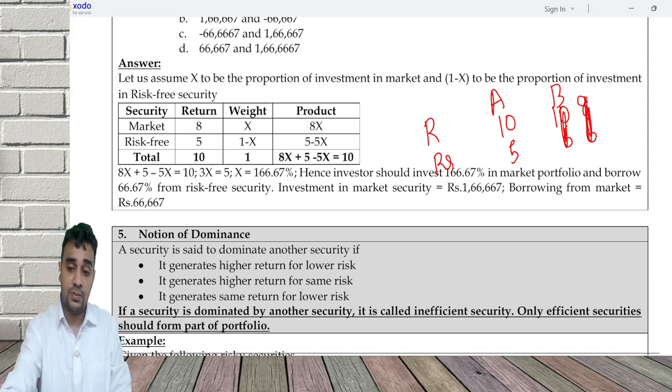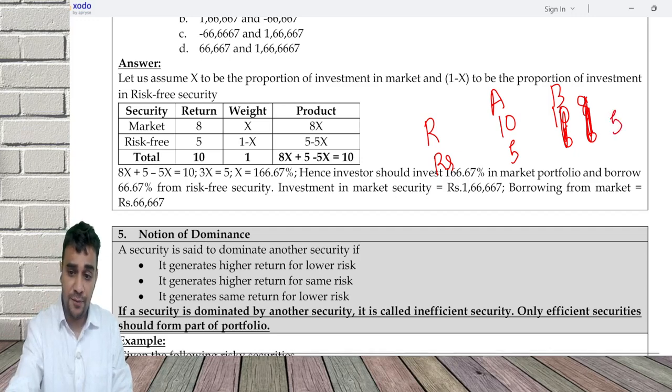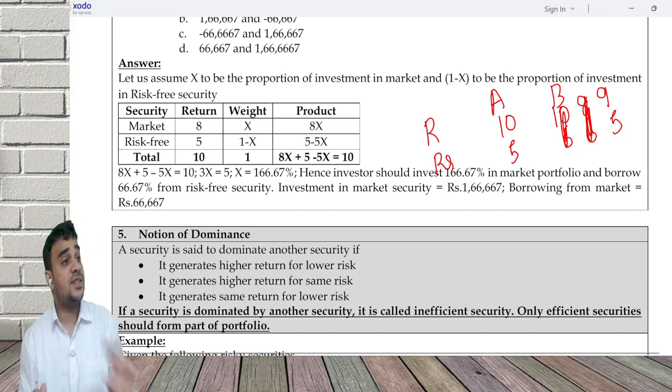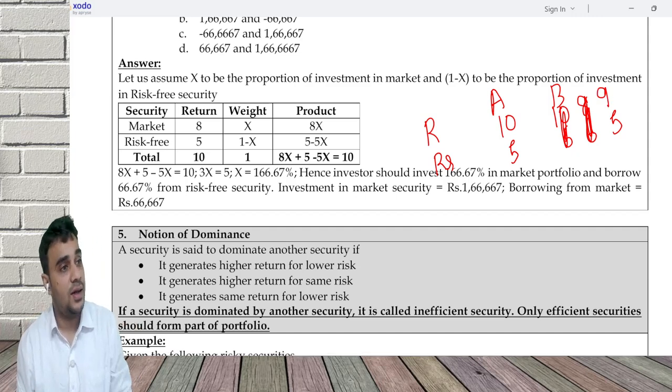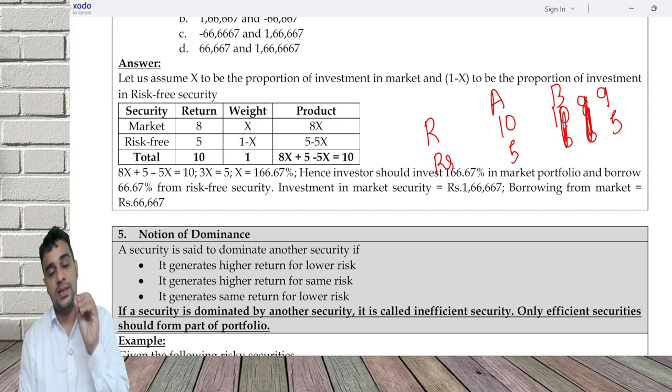Third situation, 5, 9. Risk is same but return is on the higher side. So you can dominate the other security. Simple thing is there are two sets of people, a conservative investor and an aggressive investor. Who is a conservative guy? A guy who wants lowest risk. Who is an aggressive investor? One who wants highest return. In this example, which security will the conservative guy select?